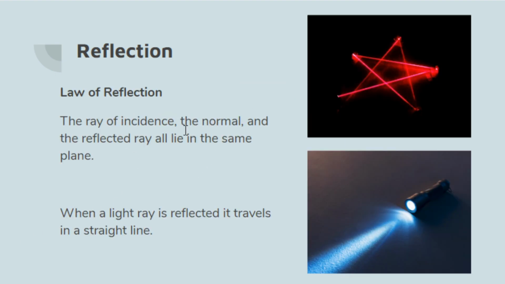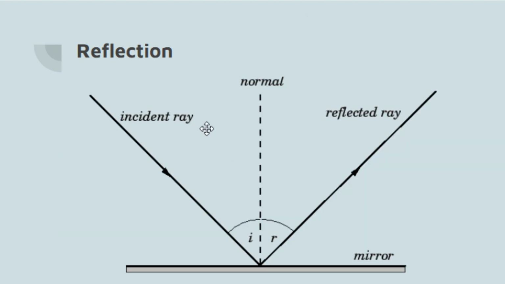So the ray of incidence, the normal, and the reflected ray. The normal is the line directly in between these two. What that sets up is that the angle to the normal from your incident ray is equal to the angle from your reflected ray. This is useful because then we can mathematically determine where light is going to go.